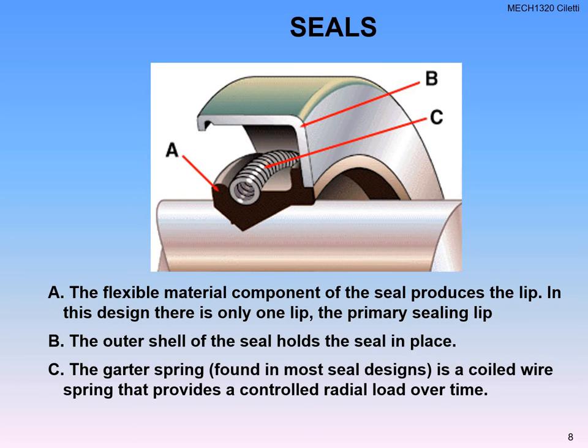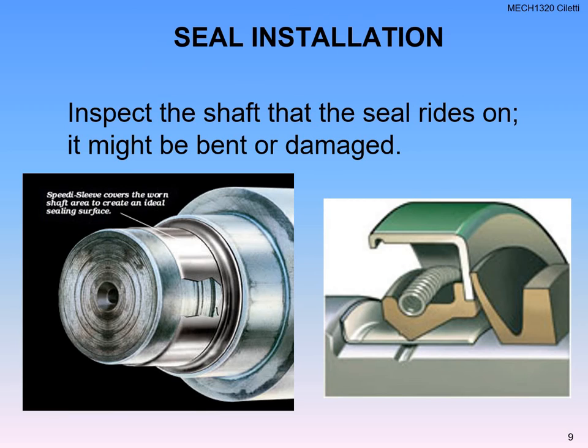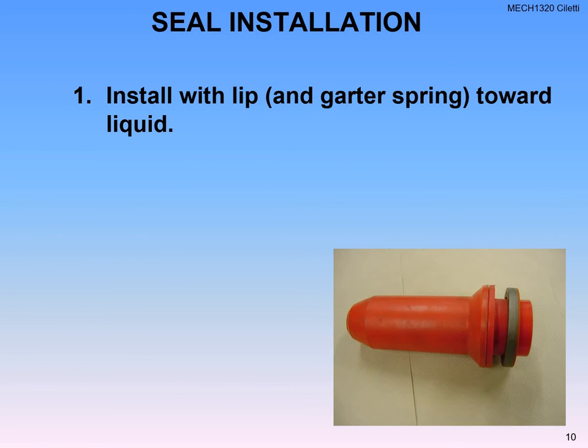And then we have the garter spring. It's just a coil of wire that provides controlled radial load over time. So if there's any sort of radial load, the spring is in there to help absorb it. If we want to do seal installation, see if it's bent or damaged. Sometimes you don't want to have the lip up or anything like that. You have weather seals at your house. The bottom of your outside door has a seal. There's a seal around the outer edge of your door to keep the elements from coming in as well.